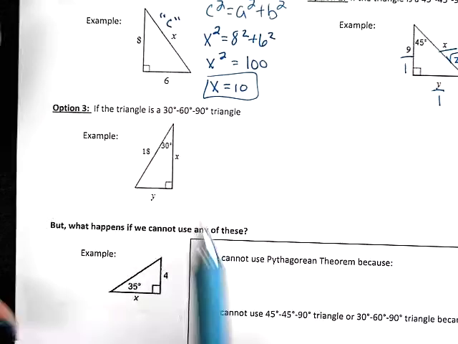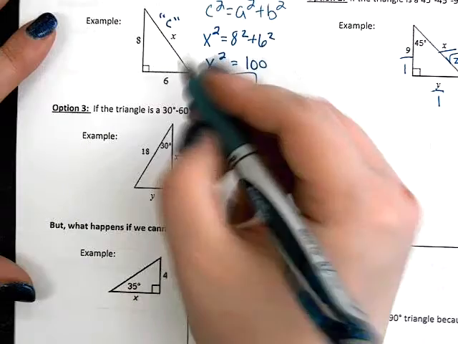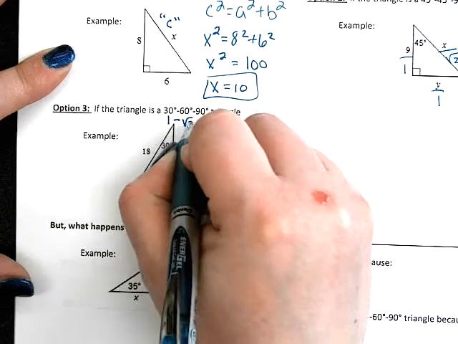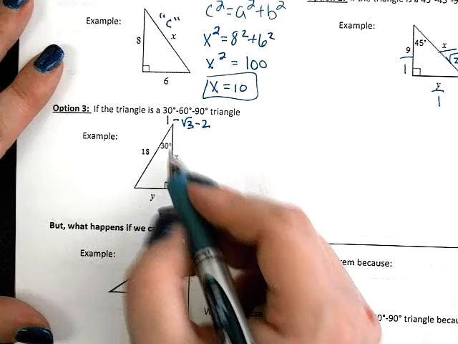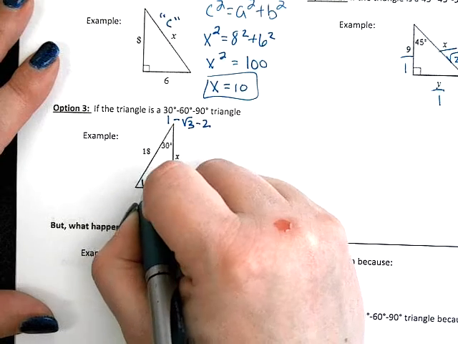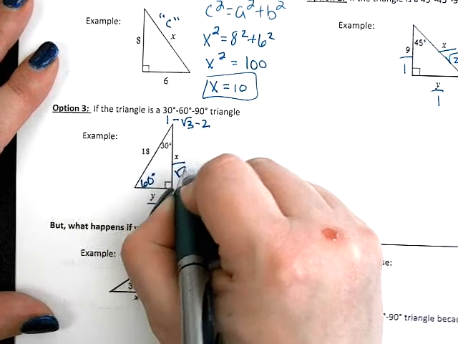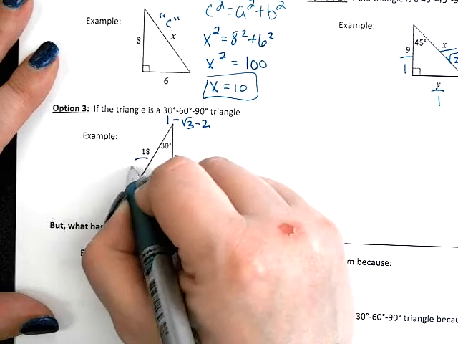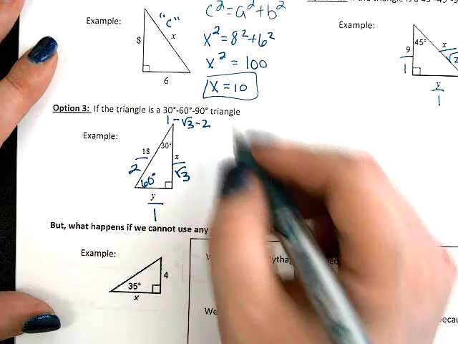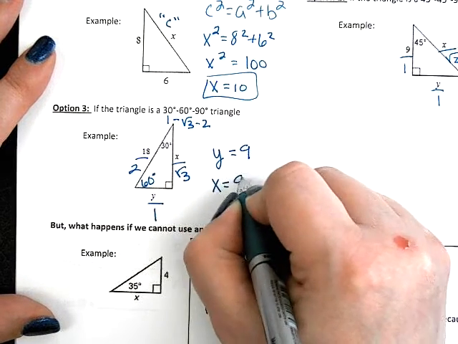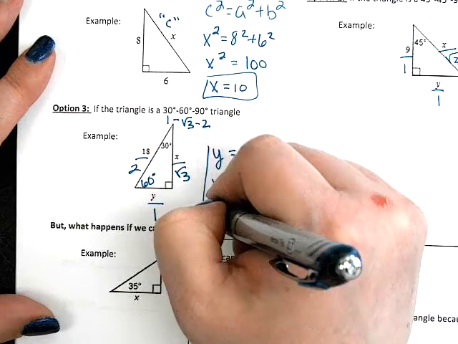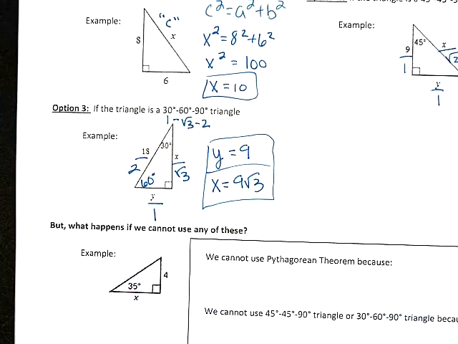Option 3 then is for a 30, 60, 90 triangle. So 30, 60, 90, they're in the ratio of 1, root 3, and 2. But again, that only works for 30, 60, 90 triangles, right? So if I'm looking for sides of a 30, 60, 90, I use those ratios. So across from the 30 is my 1. That means this must be a 60-degree angle, by the way. So that's my root 3, and then this is my 2. So I end up getting that y is equal to 9 and x is equal to 9 root 3. Again, you can go through the work of solving those, but those should be the answers that you get.